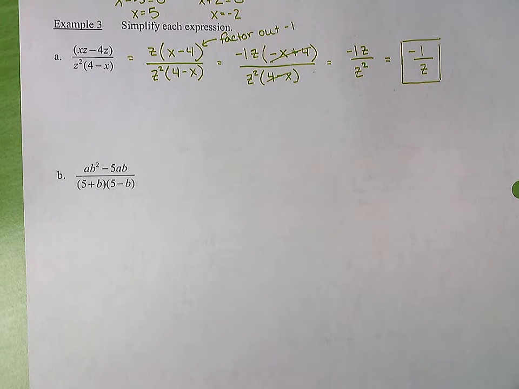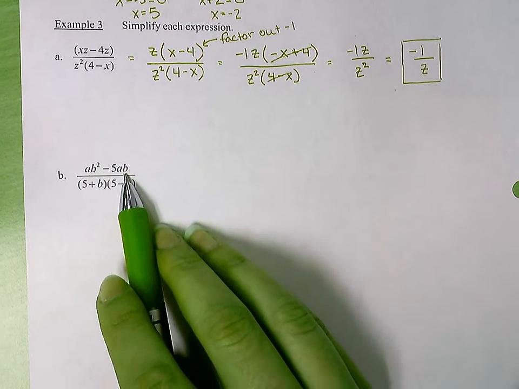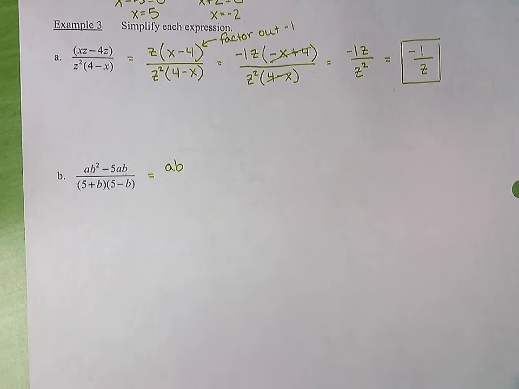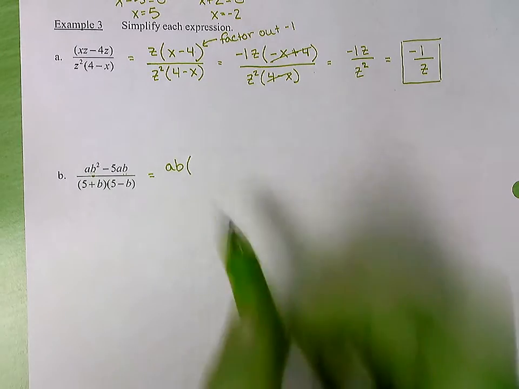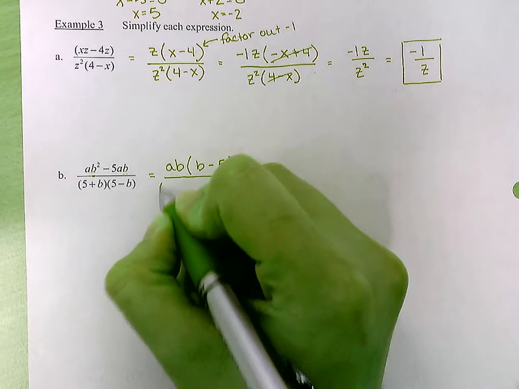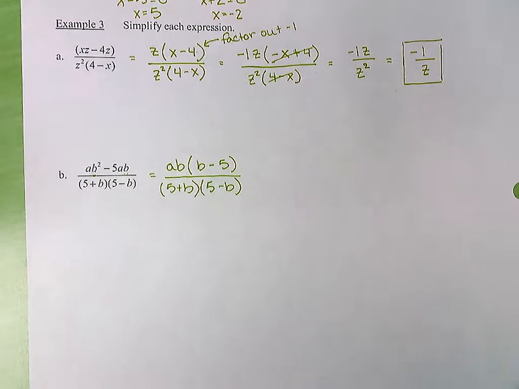Letter B is the same process as letter A. Okay, we want to factor. That numerator we want to pull out like terms. So both of those terms have an A and a B, right? So I can take out AB. What's left then? I still have a B for this term, and then a minus 5. Now that's over 5 plus B times 5 minus B.